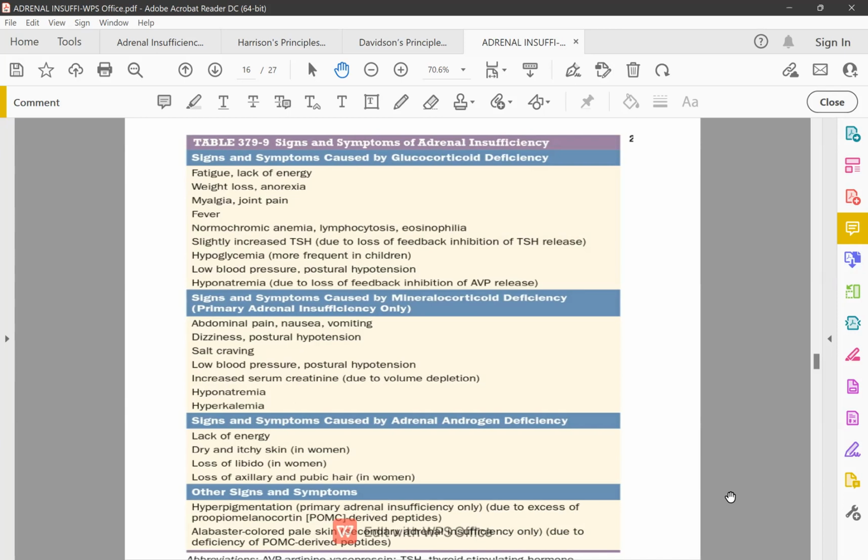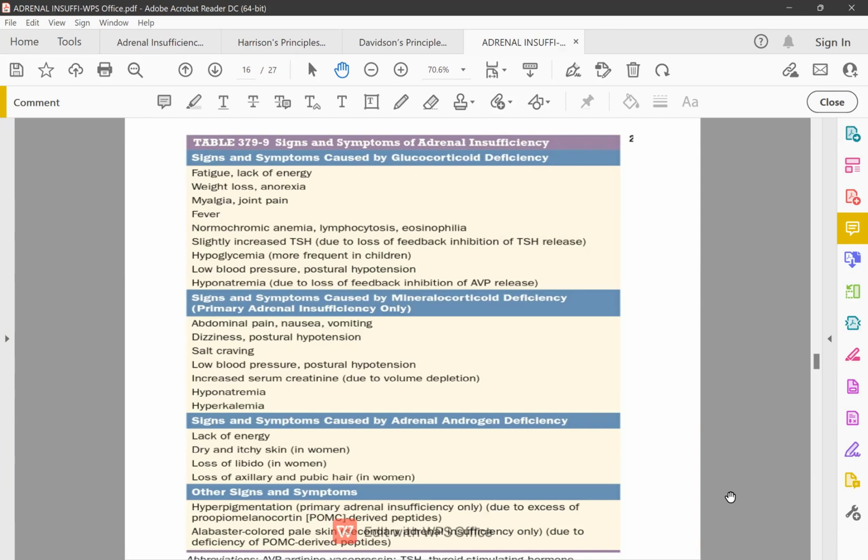What are the guiding features? Low blood pressure, postural hypotension, hypoglycemia, and then general weakness and lethargy are the features of primary disease. When there is glucocorticoid deficiency like that, mineralocorticoid deficiency will also be there in the primary. Then you have salt craving, low blood pressure, hyperkalemia.